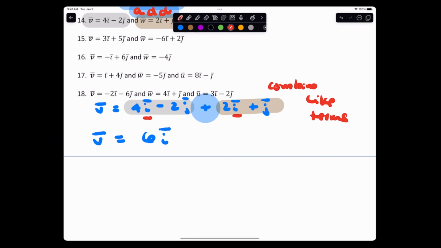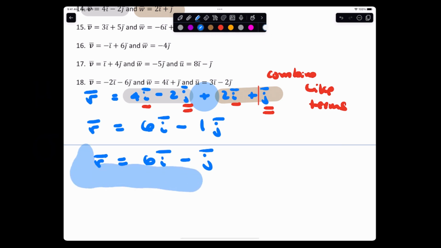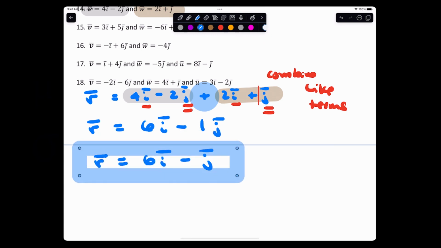And then you got minus 2j plus 1j. There's a 1 here. So what is that going to be? If I owe two bananas and I have one banana, isn't that minus 1 what? Minus 1j. Let's call this R, resultant vector. So the resultant vector will be 6i minus what? j.